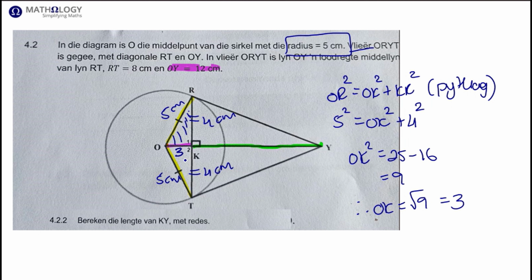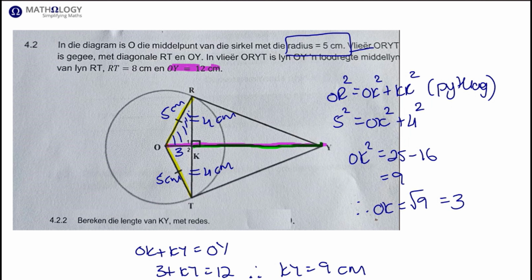So OK is 3 units, and we know that the entire length of OY is 12. In other words, OK plus KY equals OY. OK is 3, KY is what we want, and OY is 12. Therefore, KY equals 9 centimeters.